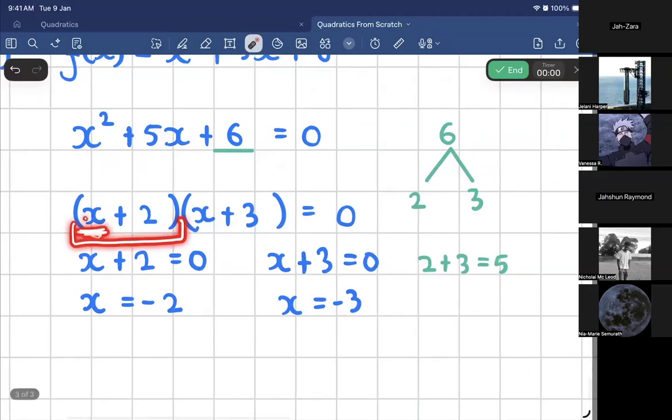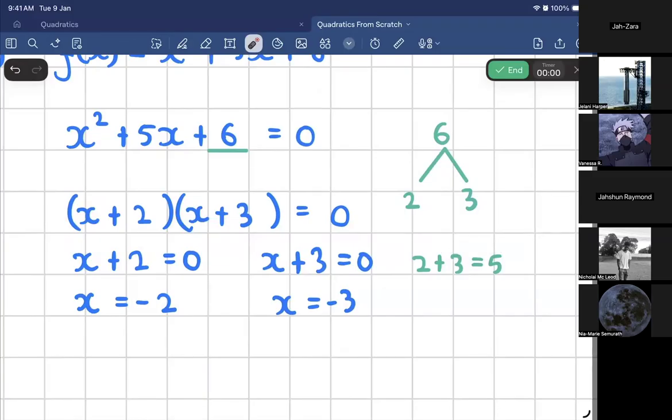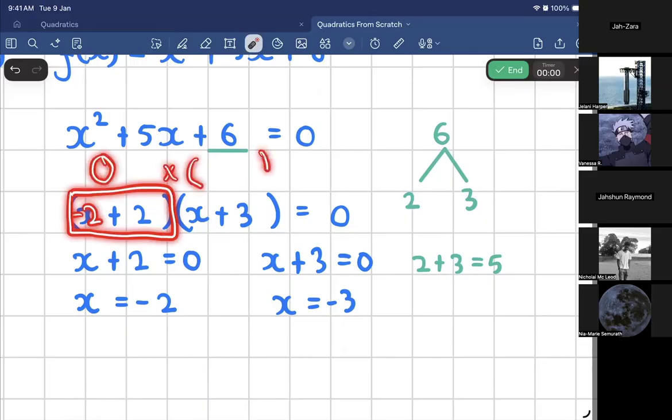Negative 2. Right, negative 2. That's the answer. x is negative 2. And that just brings the brackets equal to 0. Because when x is negative 2, what does it make this bracket? 0. And 0 by anything is? 0. Right. We don't care what you have in this bracket, 0 by anything is 0.